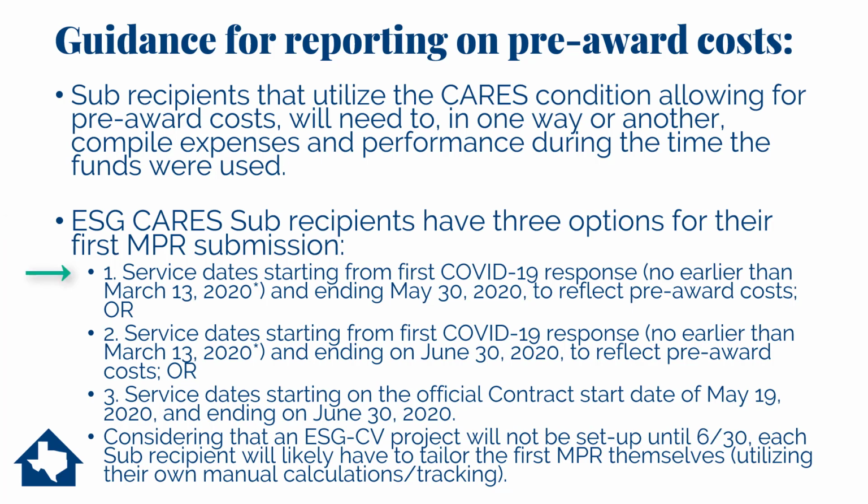1. Service dates starting from first COVID-19 response, no earlier than March 13th, 2020, and ending May 30th, 2020 to reflect pre-award costs. Or 2. Service dates starting from first COVID-19 response, no earlier than March 13th, 2020, and ending on June 30th, 2020 to reflect pre-award costs. Or number 3, service dates starting on the official contract start date of May 19th, 2020 and ending on June 30th, 2020.